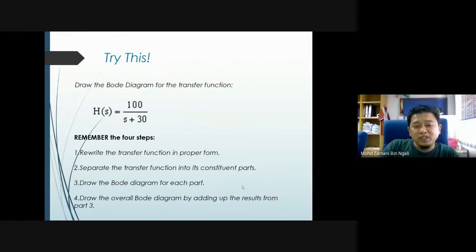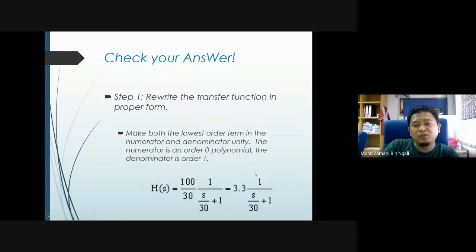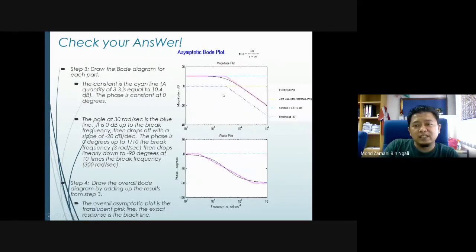Right. So you may try this one also. This one is a bit simpler. Okay, so we have 100 over s plus 30. So we have 4 steps. Follow all of these steps. Okay, this is the proper form, and this is how you draw it. So you will get this line and also this line. So it intersects here with 0 decibel, and this one never intersects 180. It goes to only negative 90 degrees of phase. So it means that this system is also always stable.